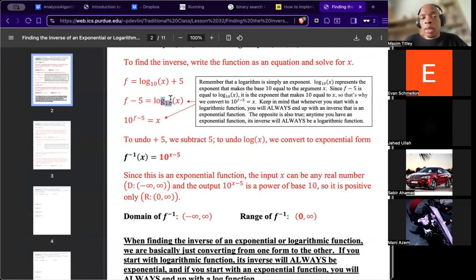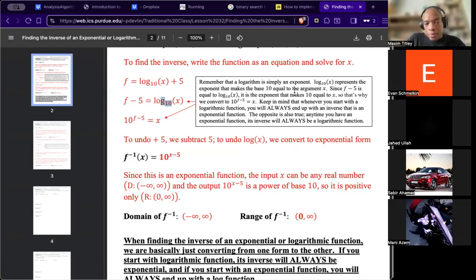So now if I work with that, the 10 and the log base 10 cancel out. So then I have x equals 10 to the fifth. And when x is 10 to the fifth, the number that I get is 100,000. That is to say, 1 followed by 5 zeros.